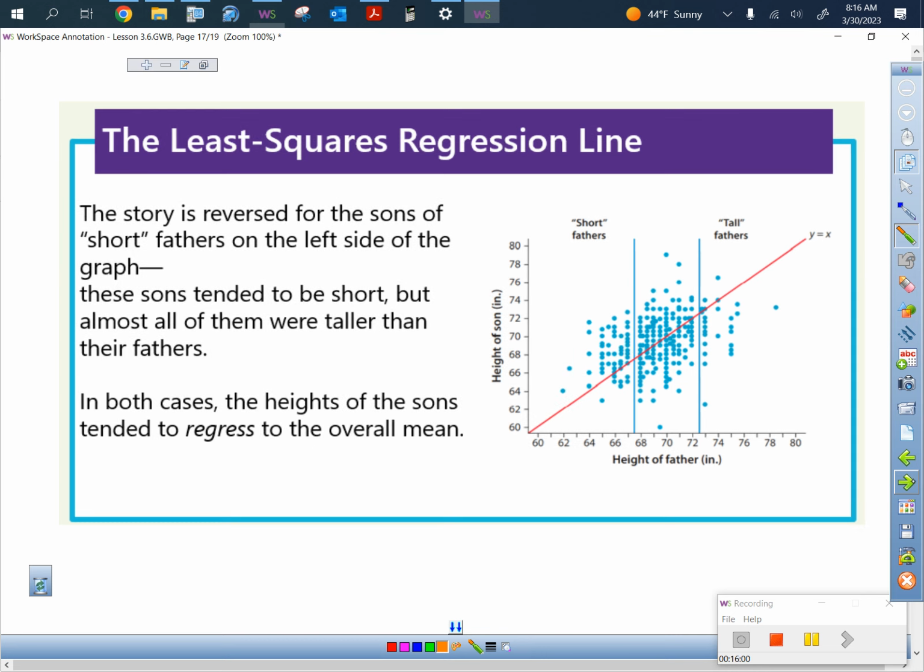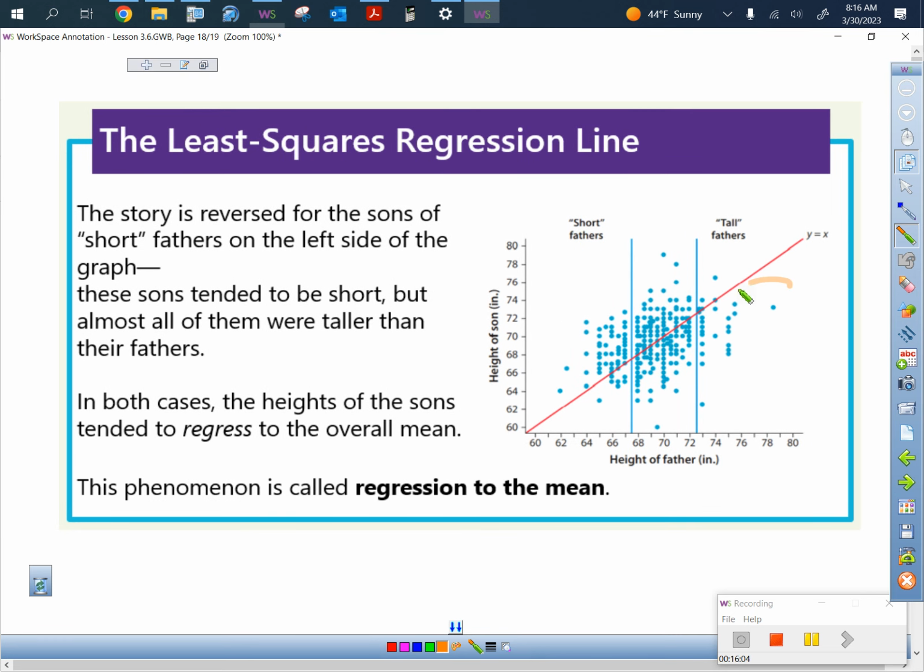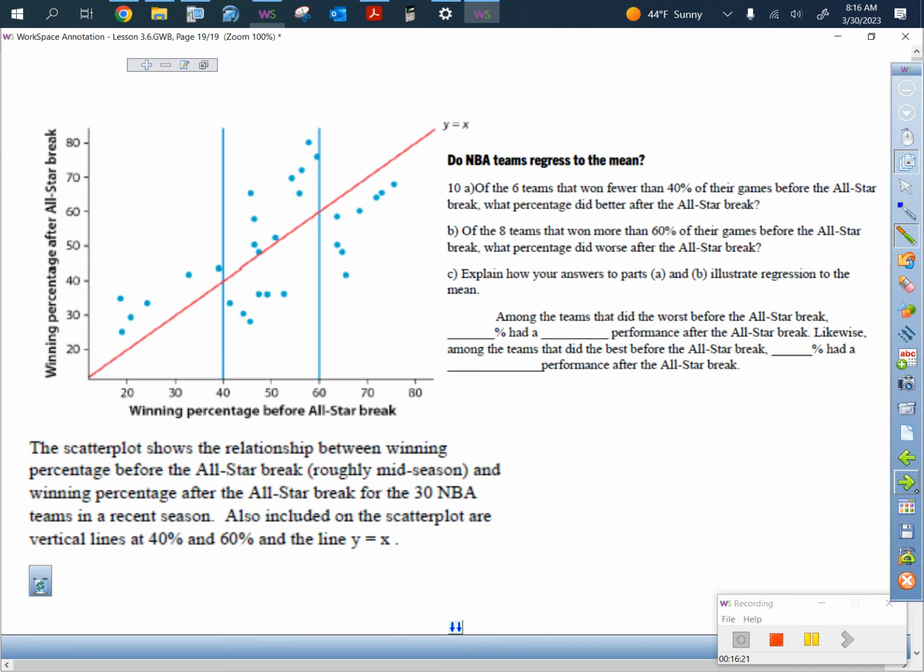Well, what that's called is regression to the mean. It's kind of like an opposite game. If the dad is tall, then the sons are probably going to regress to be short. And if the dads were short, the sons are going to be tall. That's called regression to the mean. And if you don't understand that right now, I totally get it. It's like, that was weird. I don't get that. Let's try the one on our piece of paper real quick.